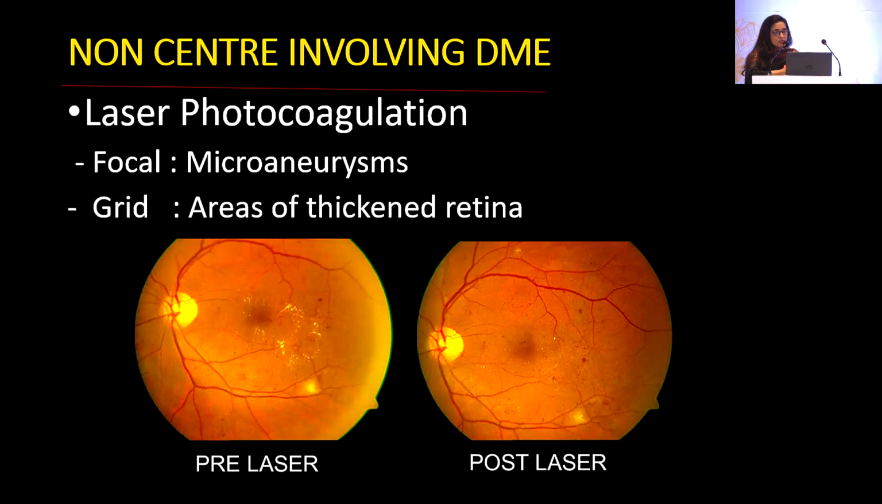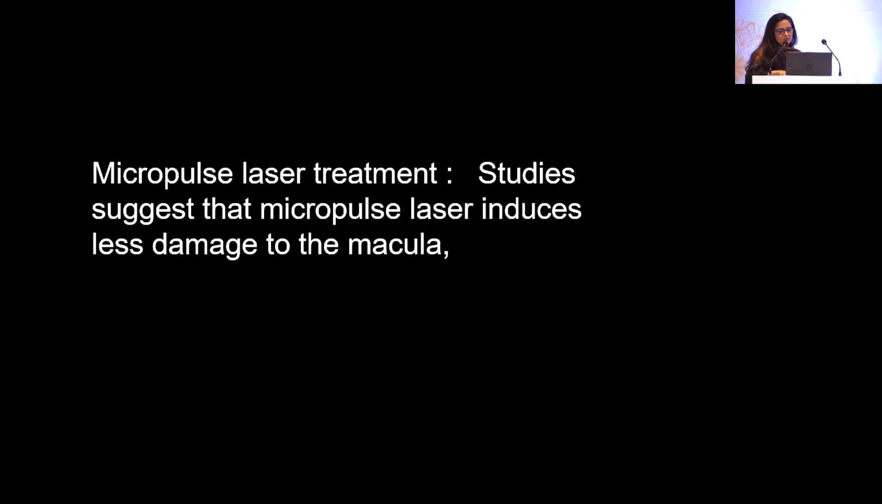So if the edema is non-central involving, that is away from the fovea, then laser still has a place in the treatment of these patients. So here you see non-central involving edema, you could do a laser. This laser could be focal, where you only laser the microaneurysms, or it could be a grid laser where you do a mild laser to the entire thickened area. And in macular edema, non-center involving is one indication for laser.